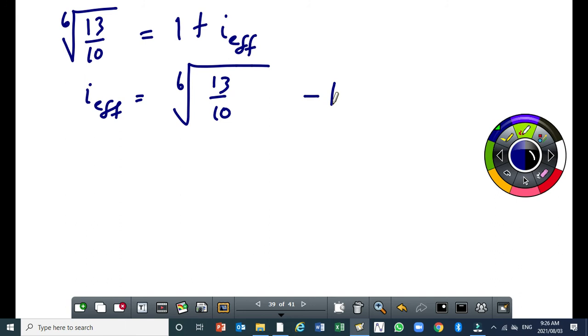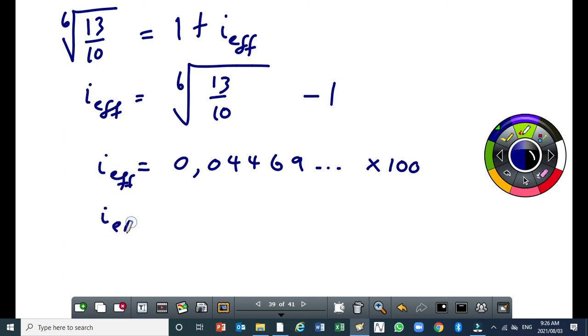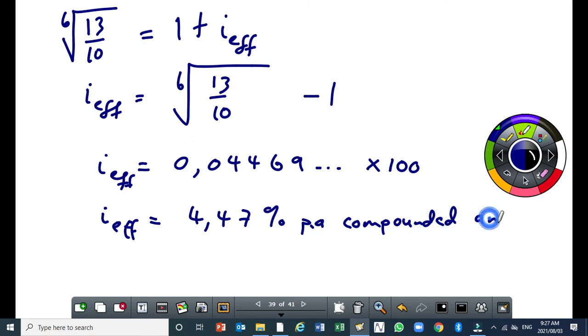Can someone simplify that? 0.0447. So the final answer is going to be 4.47% per annum, compounded annually. Right? So that's what we got.